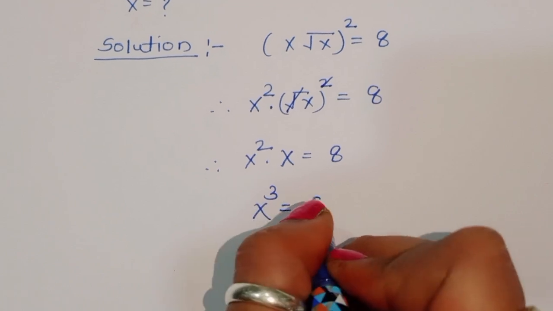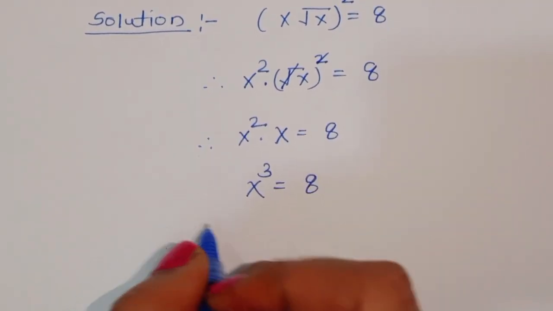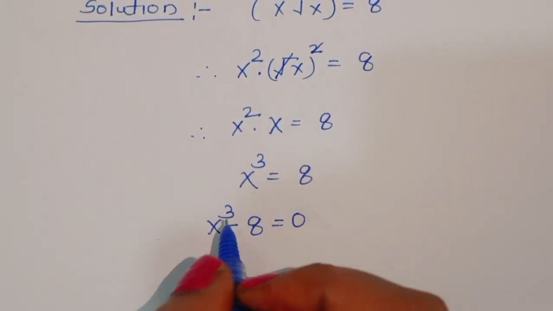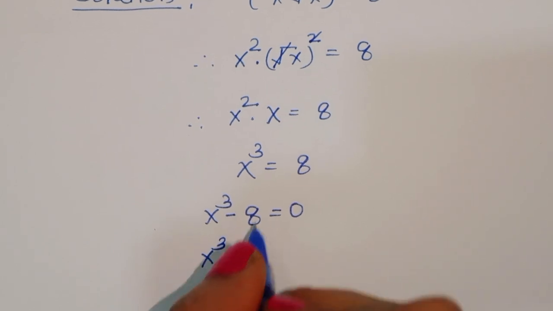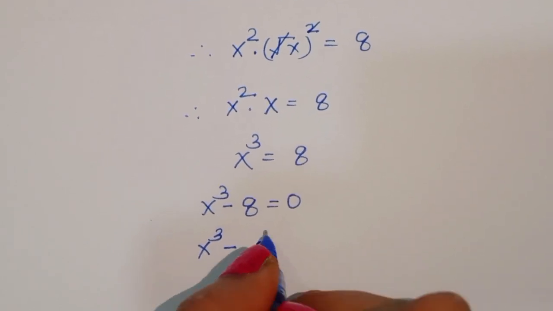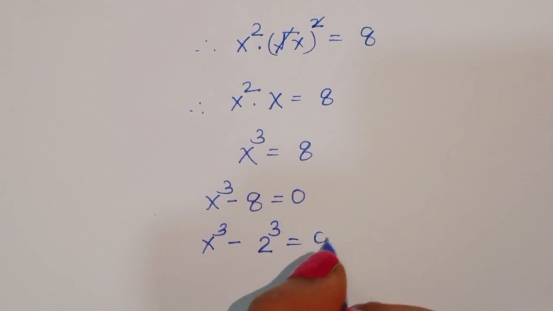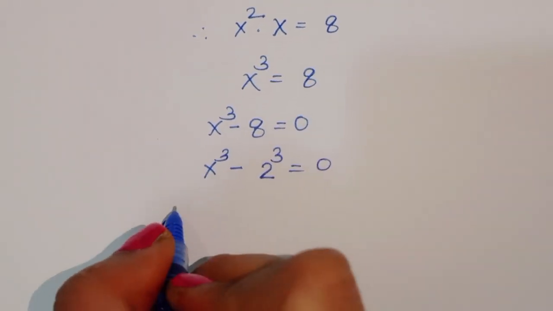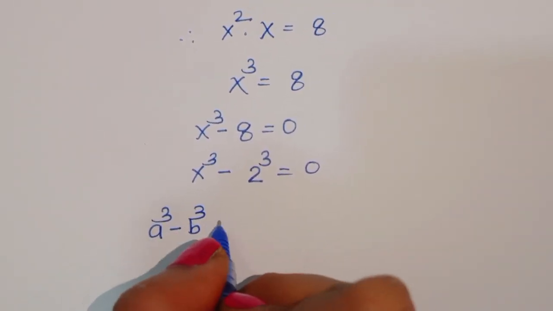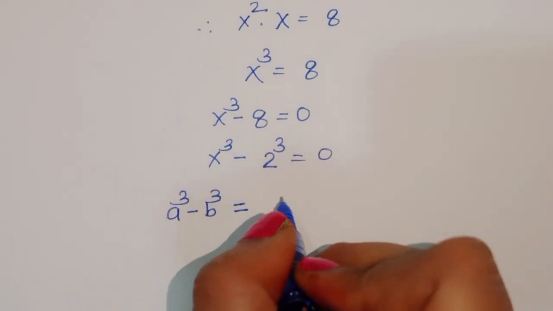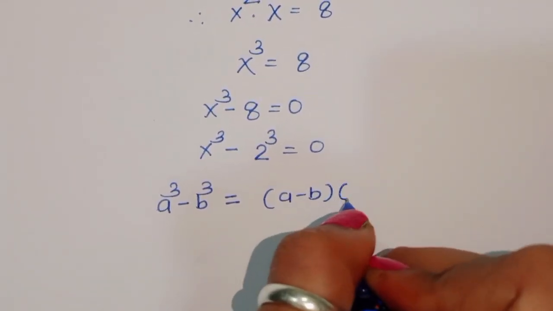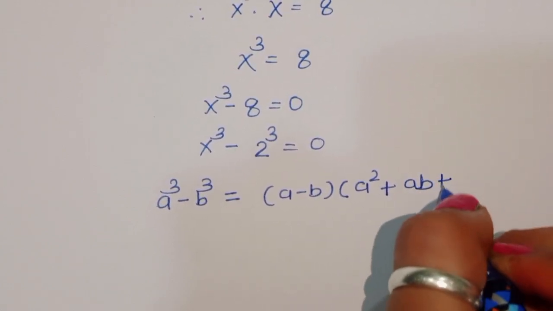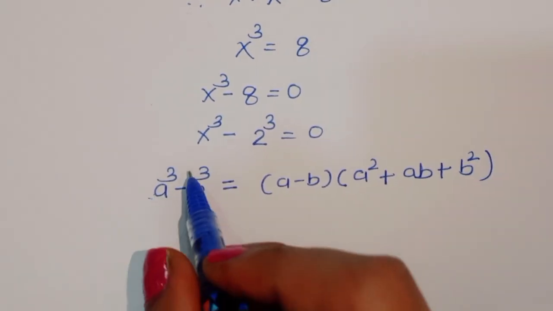x power 3 is equal to 8, or in equation form, x power 3 minus 8 is equal to 0. Now x power 3 minus 8, we can write as x power 3 minus 2 power 3, since 2 power 3 is 8, equal to 0. Now you can see this is the form of a cube minus b cube. This is the formula: a cube minus b cube is equal to a minus b times a square plus ab plus b square.